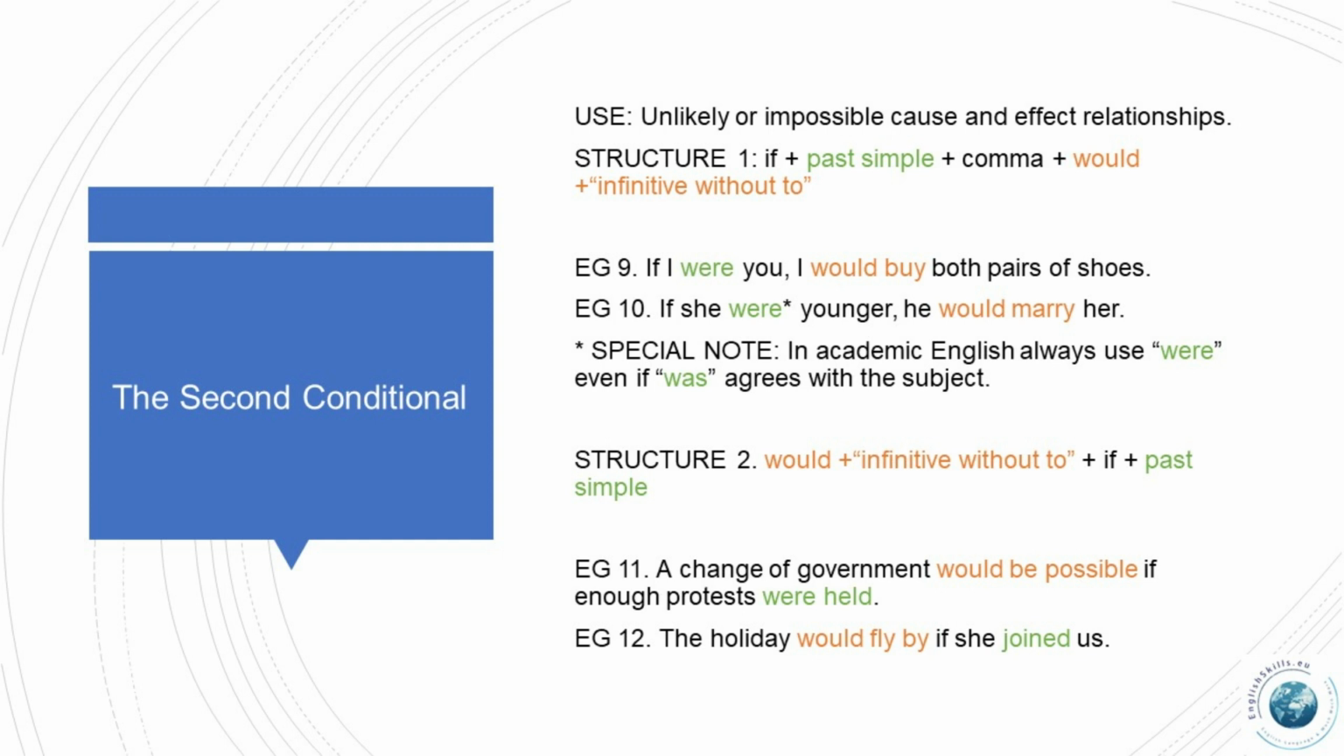Example 9, if I were you, I would buy both pairs of shoes. Example 10, if she were younger, he would marry her.